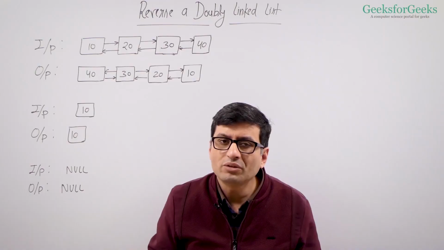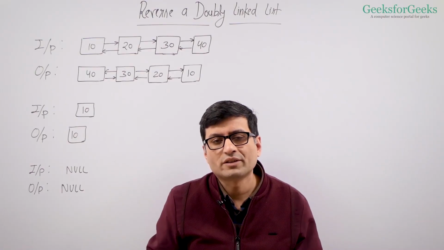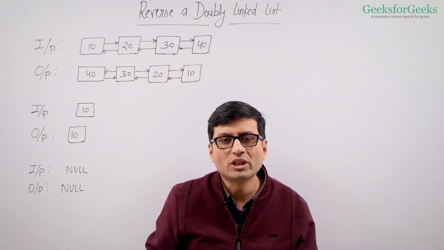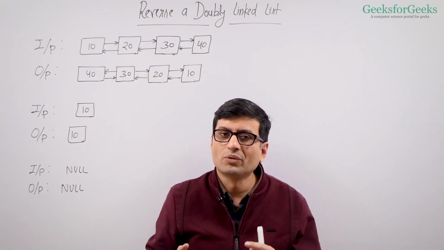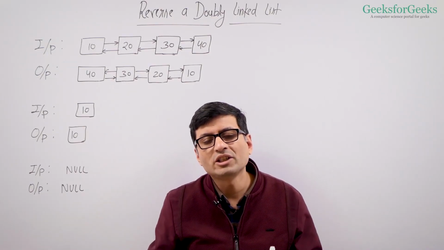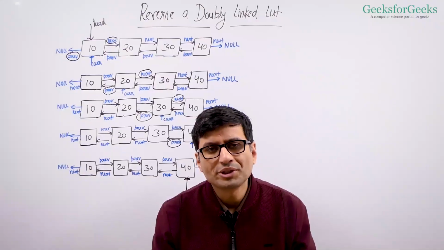Now please pause this video and try to write down a function that takes head of a doubly linked list as an argument, reverses the doubly linked list and returns the new head. Let us talk about the solution.